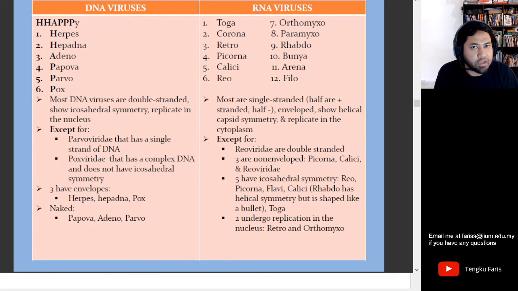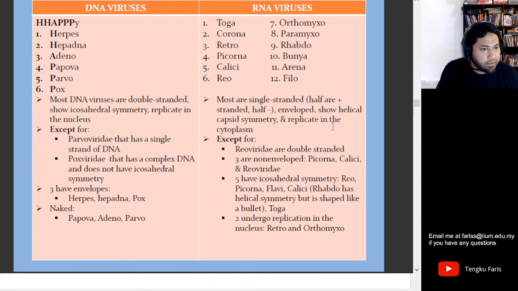On the other hand, we have the RNA viruses, which include the toga, corona, retro, picorna, calici, and so on. Most of them are single-stranded. Half of them are positive and half of them are negative sense. Most of them have the envelope. They show helical structure instead of icosahedron like the DNA viruses, and they commonly replicate in the cytoplasm, unlike the DNA viruses that replicate inside the nucleus.